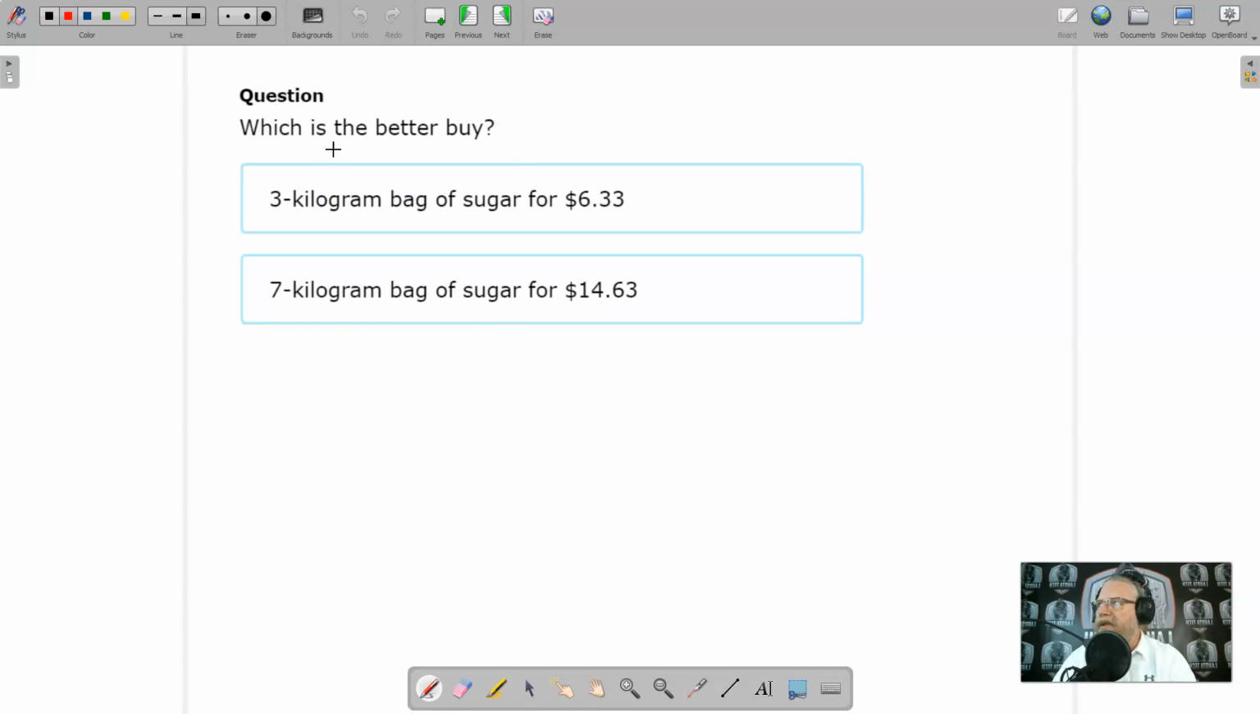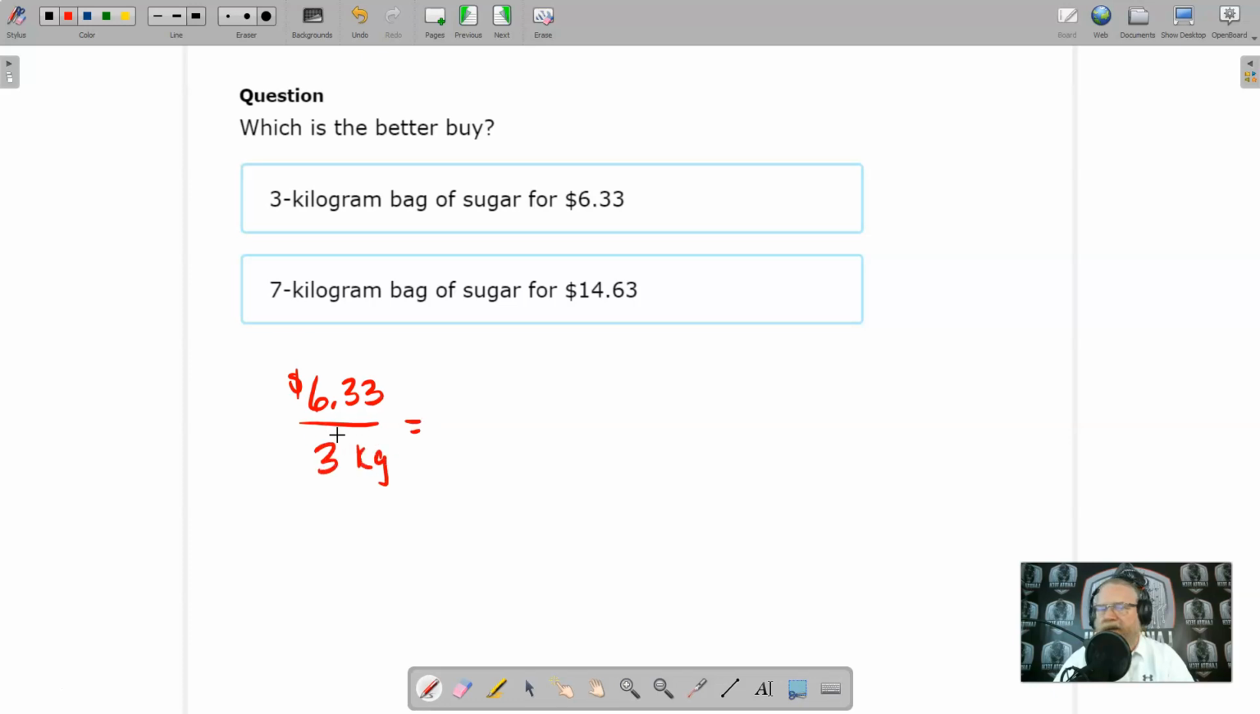On the next question, it says, which is the better buy? So we're going to have to find unit prices for each of these examples and then select the one that has the lower unit price. So starting off with the first one, well, let's put the price at the top. It is $6.33 for 3 kilograms.